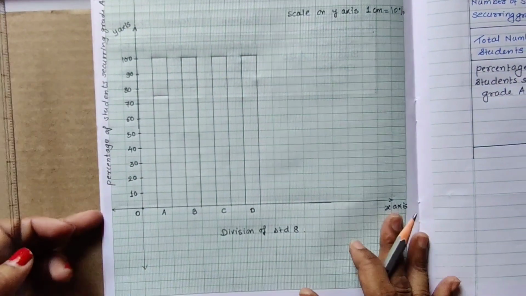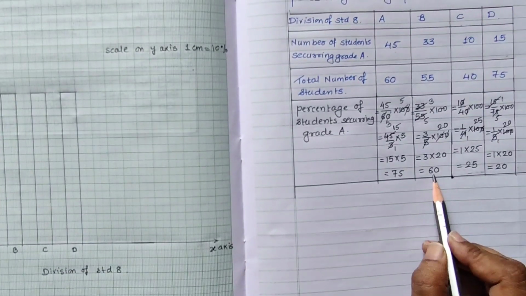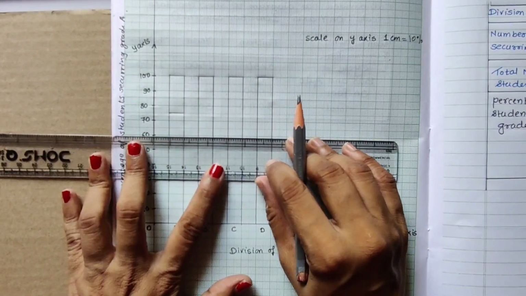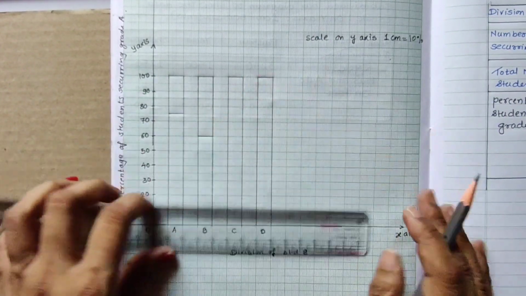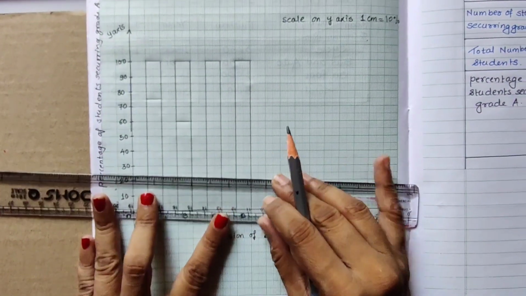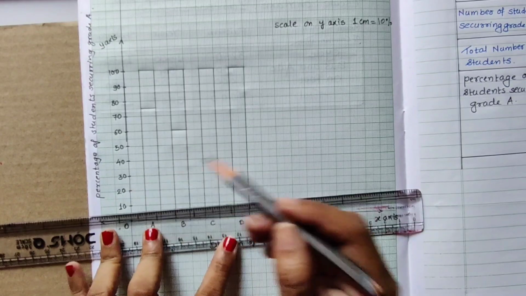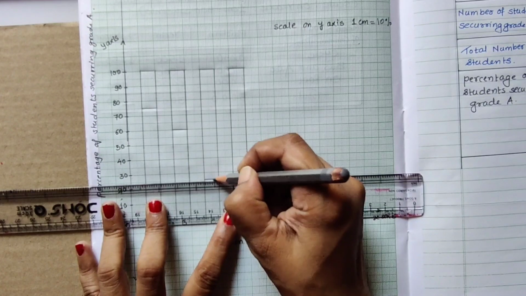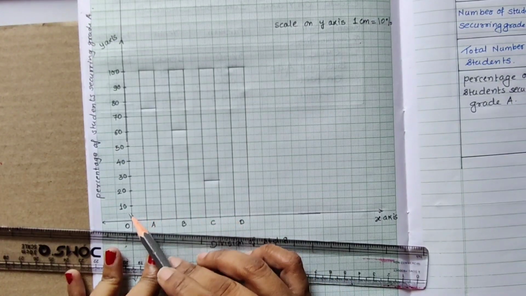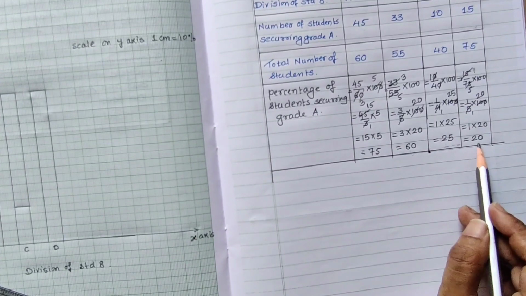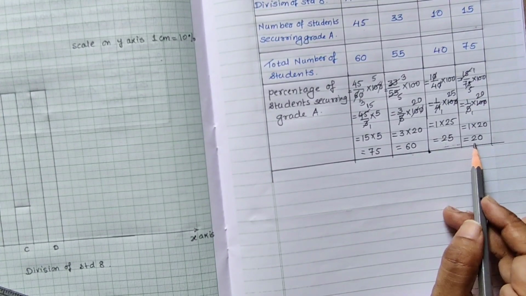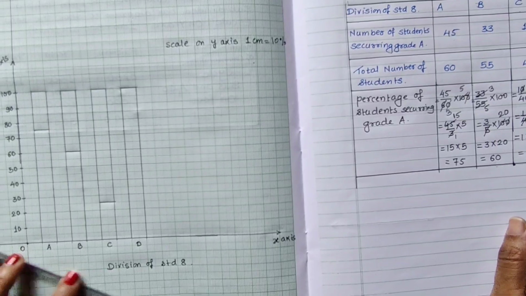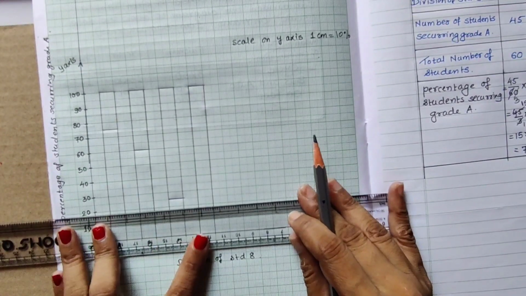Okay, then second bar we have to divide at 60, because 60% of students have secured grade A. So we will be dividing it at 60. Then third bar we have to divide at 25. So divide at 25. 25 will come between 20 and 30. And then the last one is 20%. In division D, 20% students have secured this grade A. So we have to divide at 20.